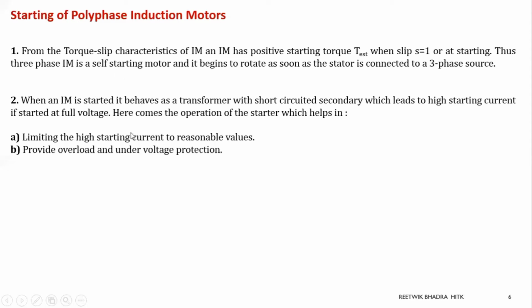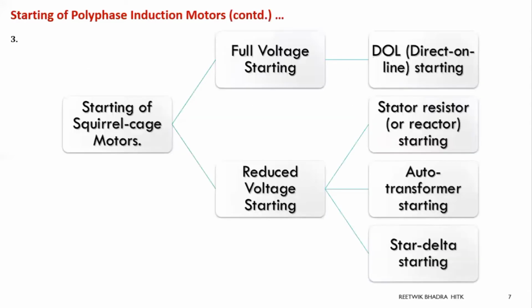Now at starting, the induction motor behaves as a short circuited secondary, as you consider in a transformer. So a huge current flows at that time, so we have to bring a limit onto it, and that is where the starter comes into role. There are two different types of starting methods of squirrel cage induction motor. Today's and tomorrow's lectures will be on the discussion of starting of squirrel cage induction motor.